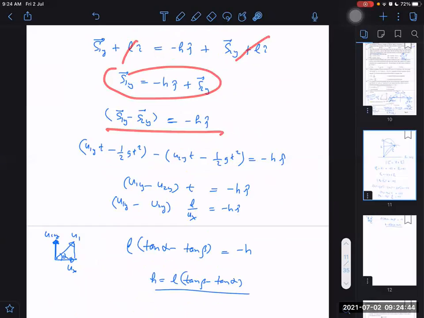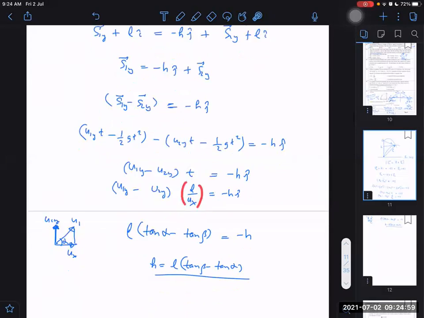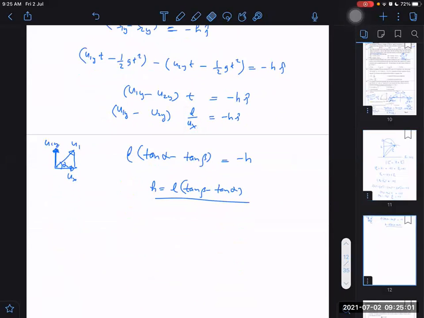After this equation, I just wrote the value of S1y as U1y t minus half g t square, and S2y as U2y t minus half g t square. Then half g t square is getting cancelled here, but we are left with U1y minus U2y into t. Time can be written as L upon Ux, and that is getting cancelled. See, no need of relative motion.